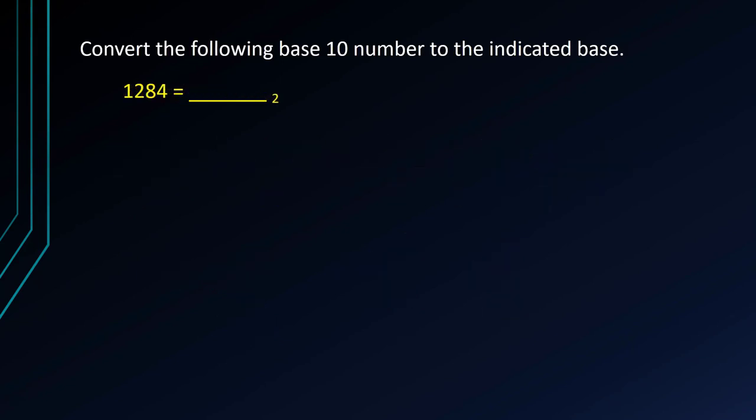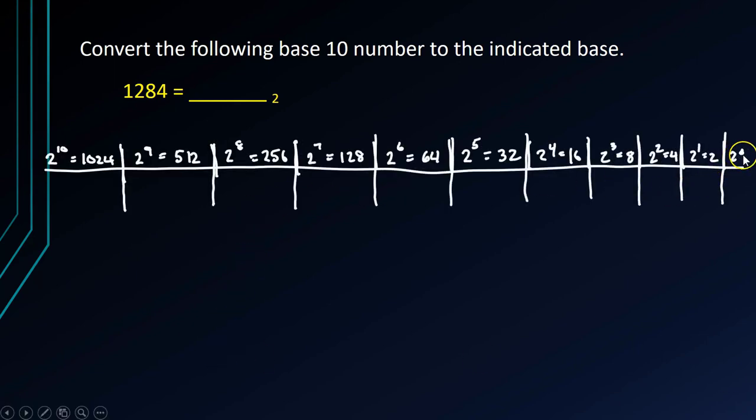Now, 1284 base 2. So basically, I'm going to be writing this in binary format. Quite a big number, because powers of 2 don't get as big as quickly as some of the other bases we looked at. As a matter of fact, in the list I had to come up with, I have my 2 to the 0, which of course is 1. 2 to the 1st is 2.